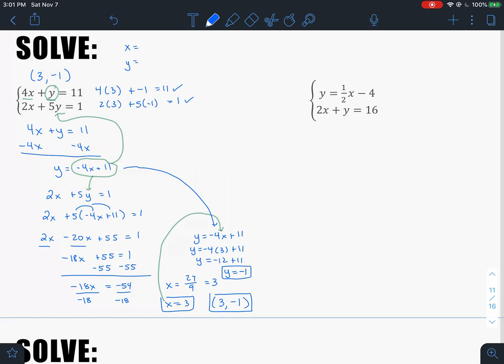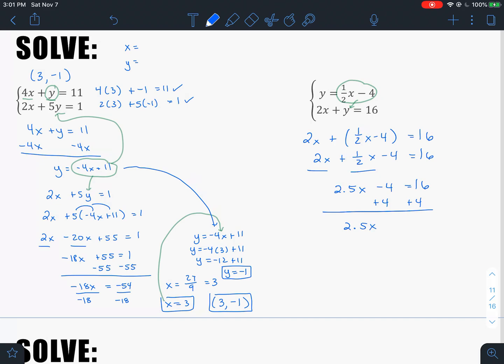Let's look at our next one. We have y is equal to 1/2 x minus 4 and 2x plus y is equal to 16. Well, notice one of our equations, y is already by itself. So I can take that 1/2 x minus 4 and substitute it in for the y in the second equation. So I have 2x plus, substitute 1/2 x minus 4 in for y, equals 16. Again, I'm just multiplying by 1, so the parentheses aren't needed. So 2x plus 1/2 x minus 4 equals 16. 2x plus 1/2 x is 2.5x. So 2.5x minus 4 equals 16.